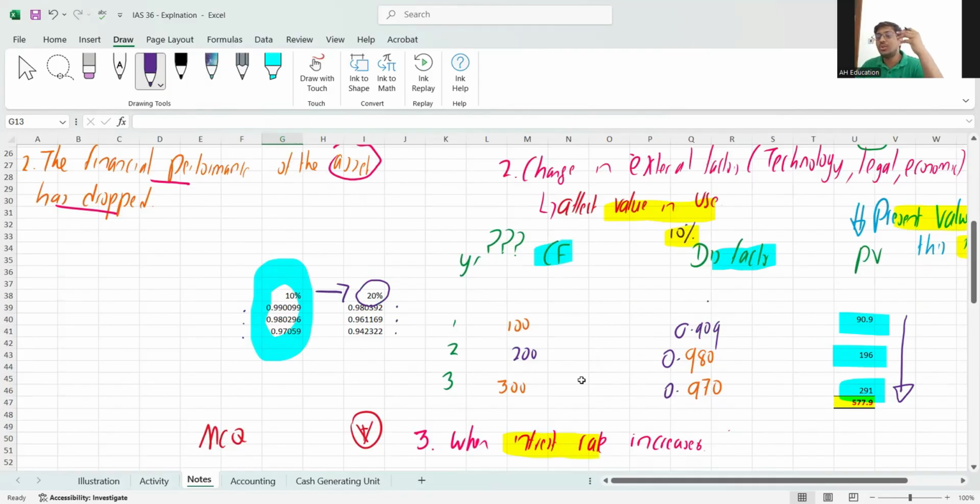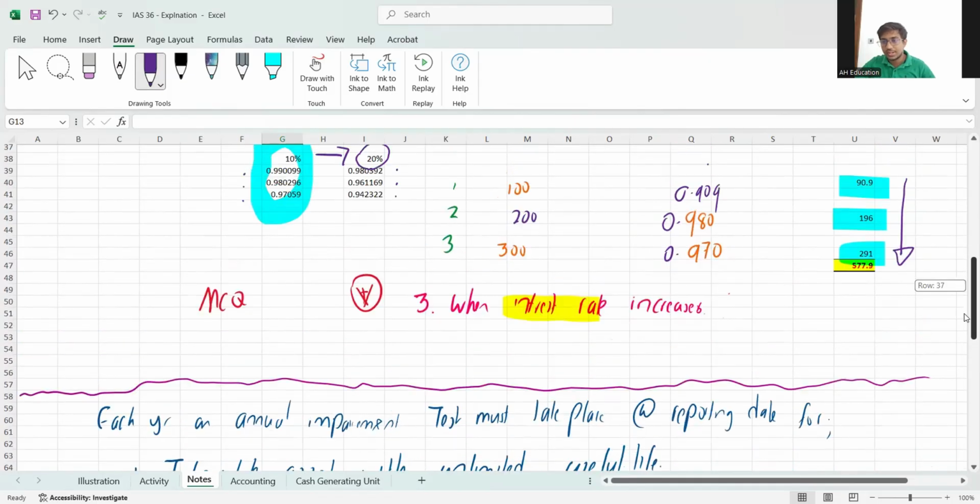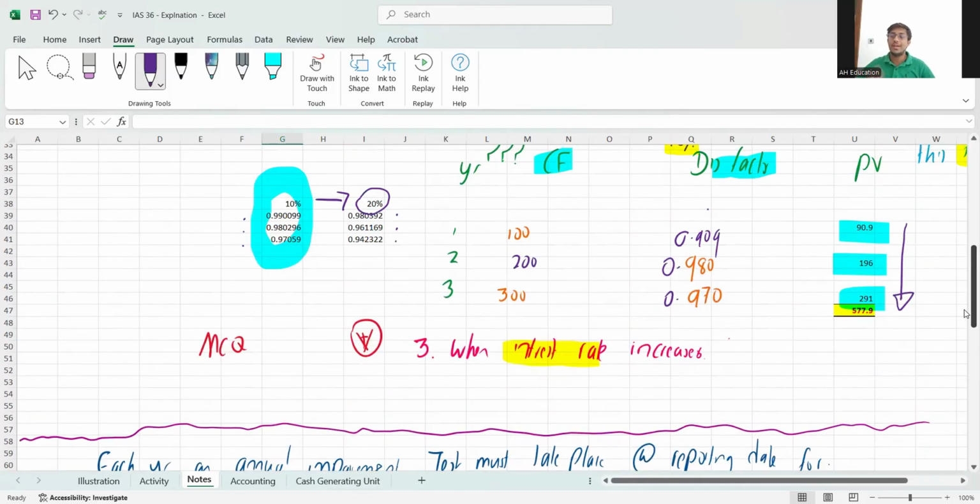So obviously when value in use reduces, your recoverable amount will get affected. This is an MCQ-related question you can expect. Don't worry, we have a separate recording focusing on MCQs from BPP and Kaplan, and you can have a look at it. For now, simply try to understand: recoverable amount is calculated from two different parts, one is your fair value and another is your value in use. Your value in use will get affected by this economic factor, which is your interest rate.